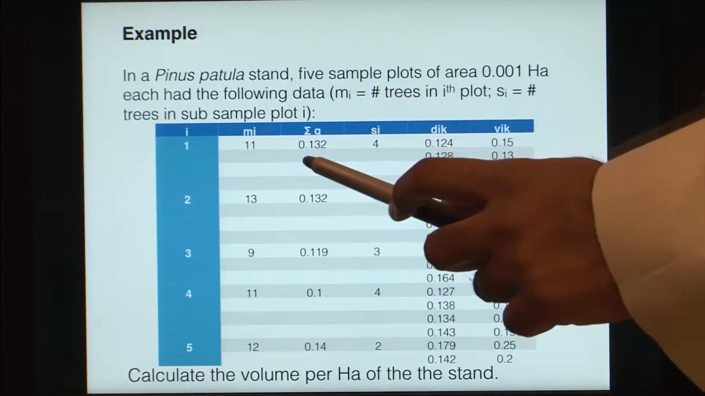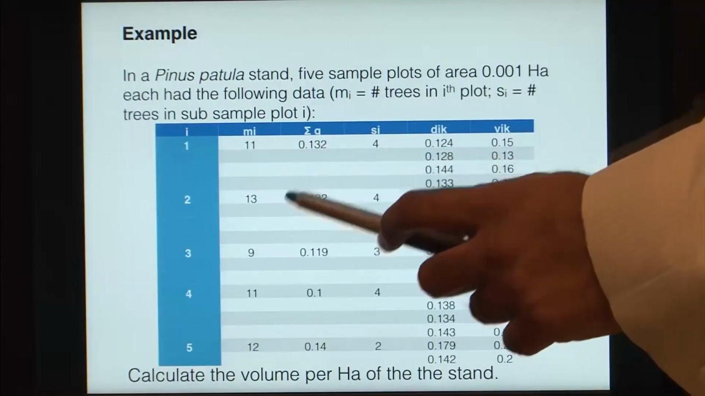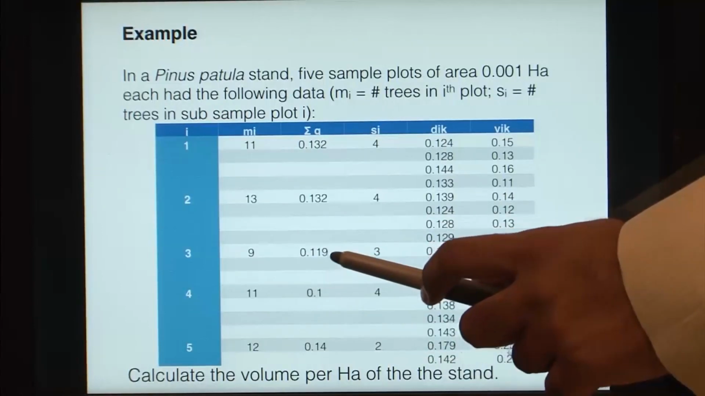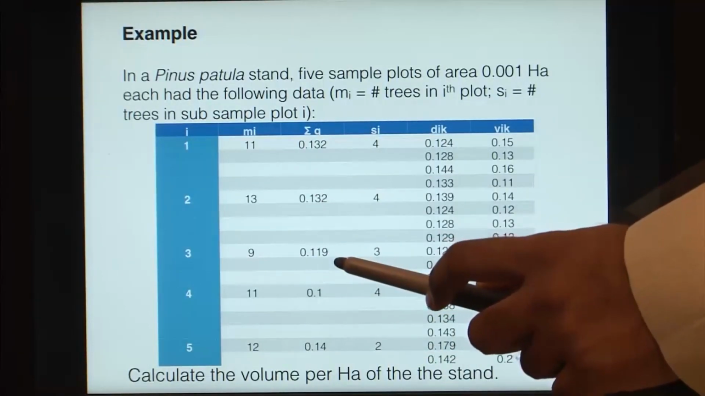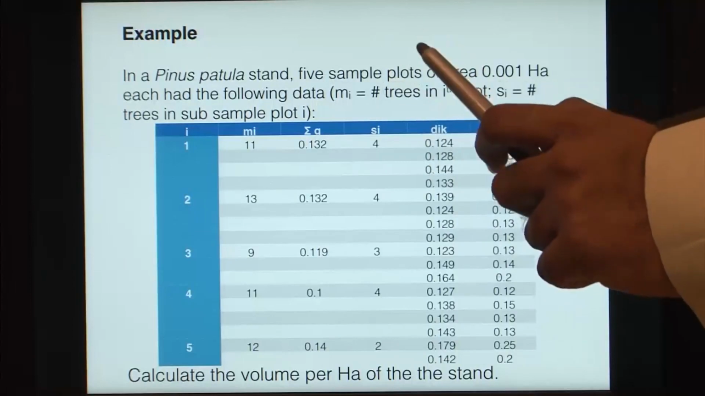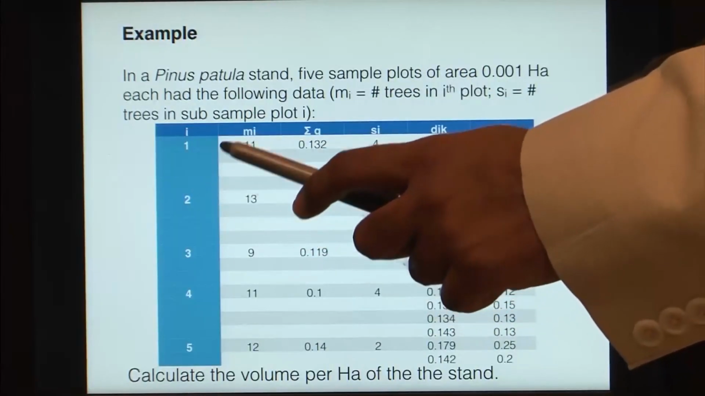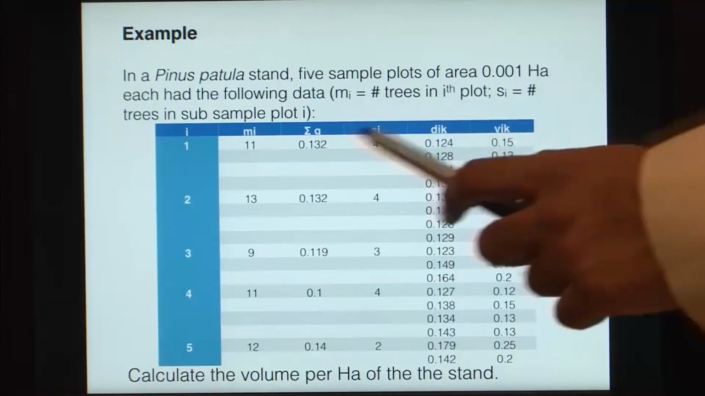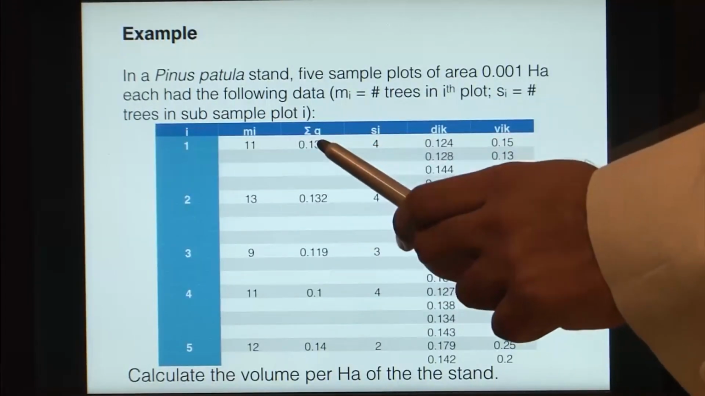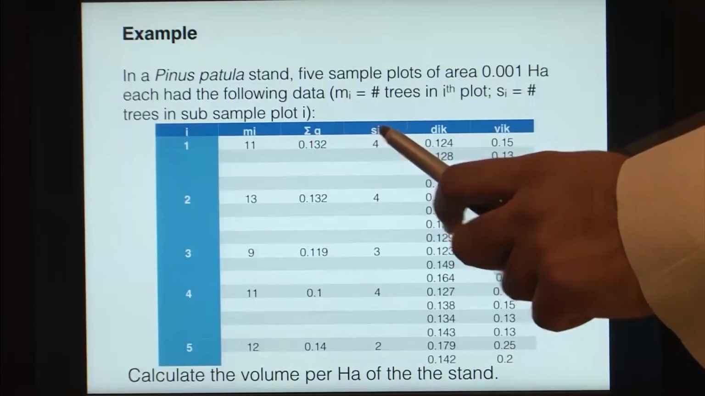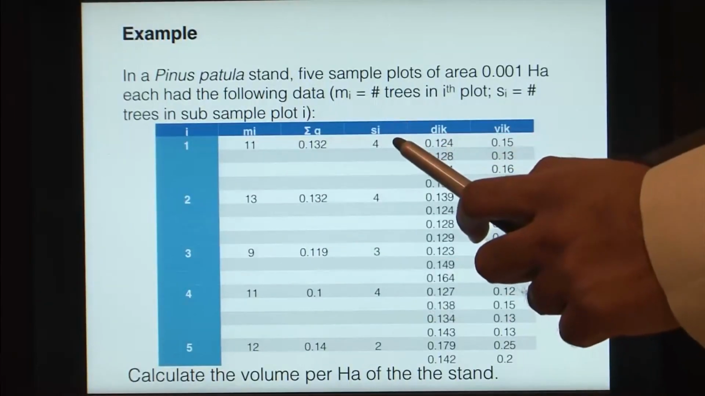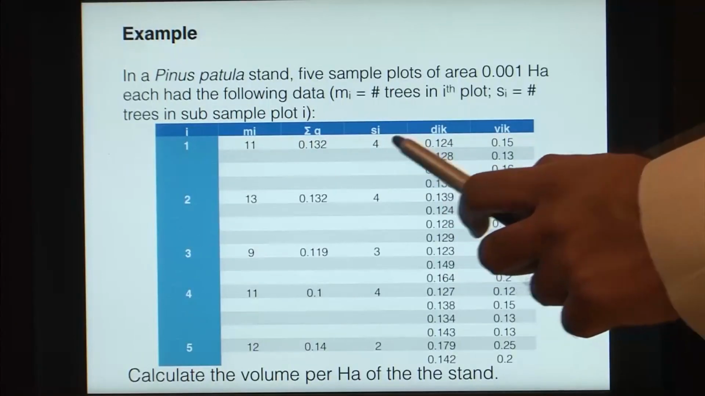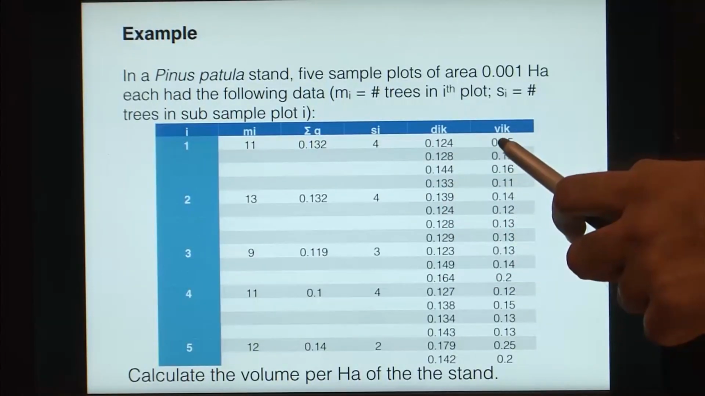So, here for 11 trees the basal area sum is 0.132, for 13 trees here also again it is 0.132, for 9 trees it is 0.119 and so on. Now, in each sample plot you can find a subsample plot. So, Si tells you the number of trees in the subsample plot i. Out of these 11 trees you have taken 4 trees for your subsample plot, and for those 4 trees the diameter and the volume are given.